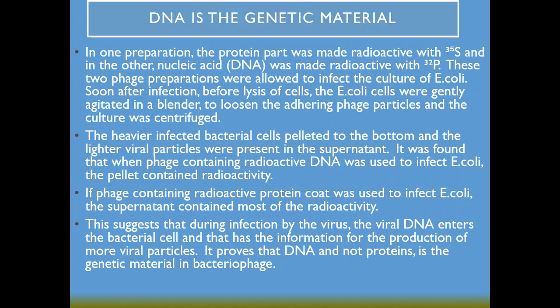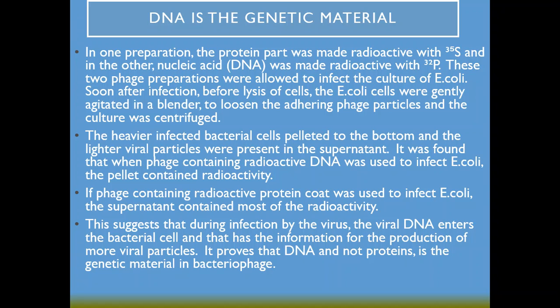Now, in one preparation, the protein part was made radioactive with S35 and in the other, the nucleic acid DNA was made radioactive with P32. These two phage preparations were allowed to infect the culture of E. coli. Soon after infection, before lysis of cells, the E. coli cells were gently agitated in a blender to loosen the adhering phage particles and the culture was centrifuged. The heavier infected bacterial cells pelleted to the bottom and the light viral particles were present in the supernatant.